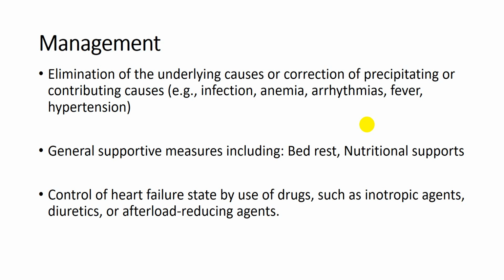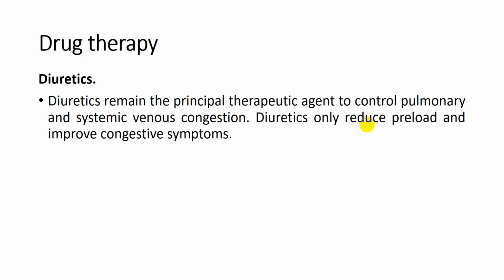Third is control of the heart failure state by using medication. For example, inotropic agents, diuretics, afterload reducing agents, beta blockers, digoxin, and so on. So the first group is diuretics. Diuretics remain the principal therapeutic agent to control pulmonary and systemic venous congestion. So they decrease the preload on the heart and improve congestive symptoms.